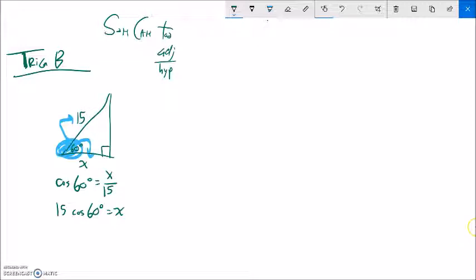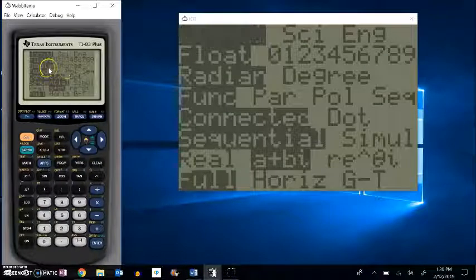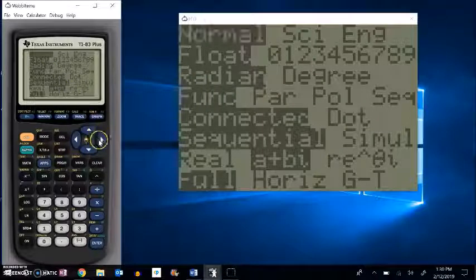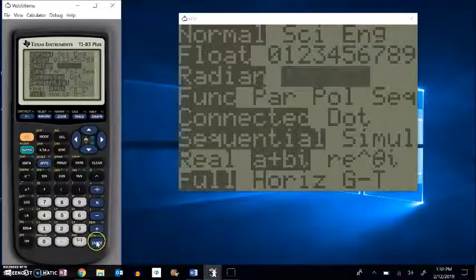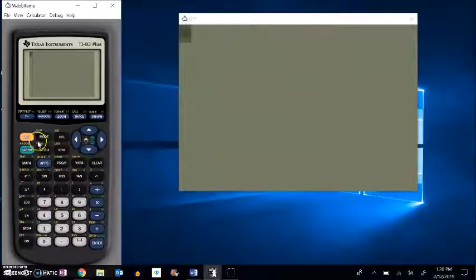So now, cosine of 60 degrees. I don't necessarily know what that is, so I'm going to use a calculator. One thing to keep in mind while using your calculator is to check the mode. There's two main ways to express angles, radians and degrees. Make sure that your calculator is in degrees. There'll be somewhere where it says rad and deg. Make sure it's in degrees.